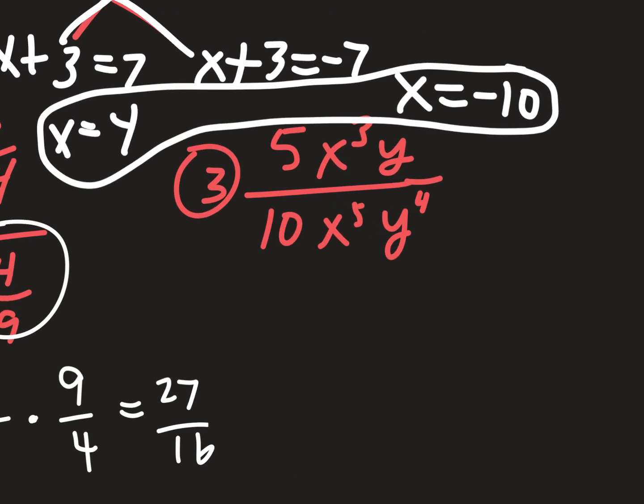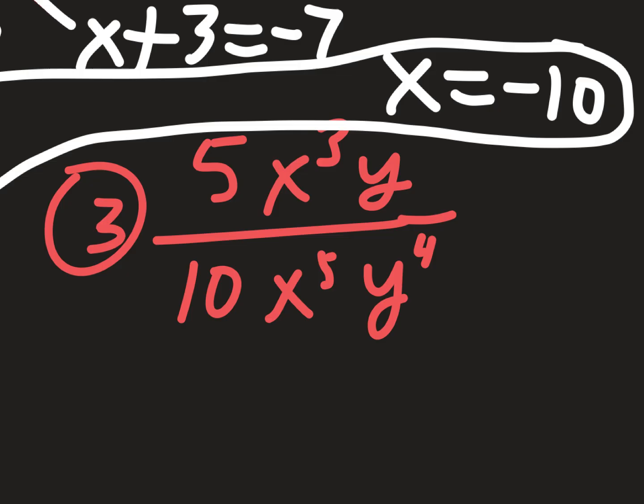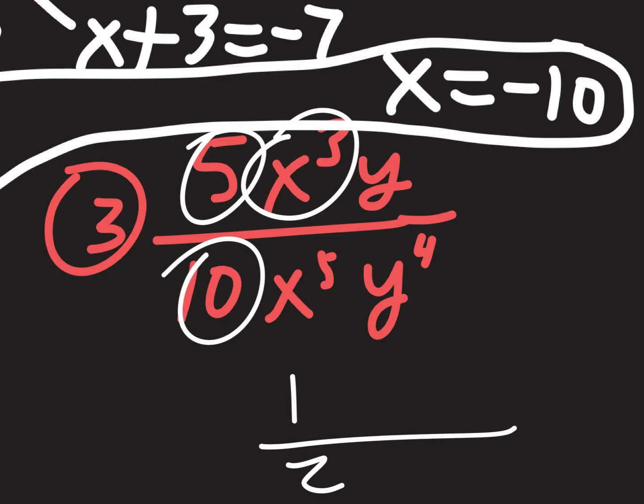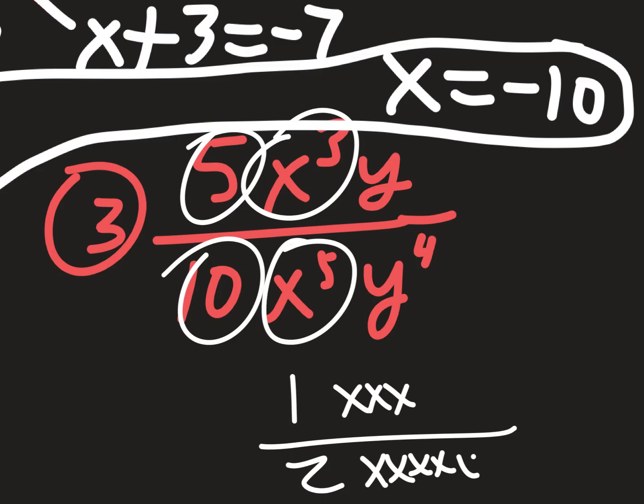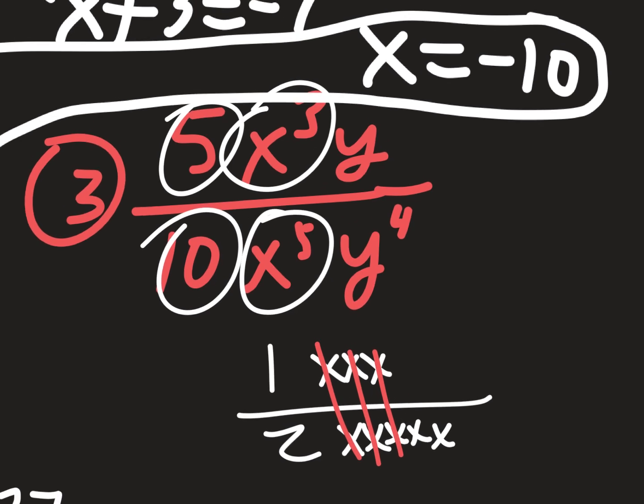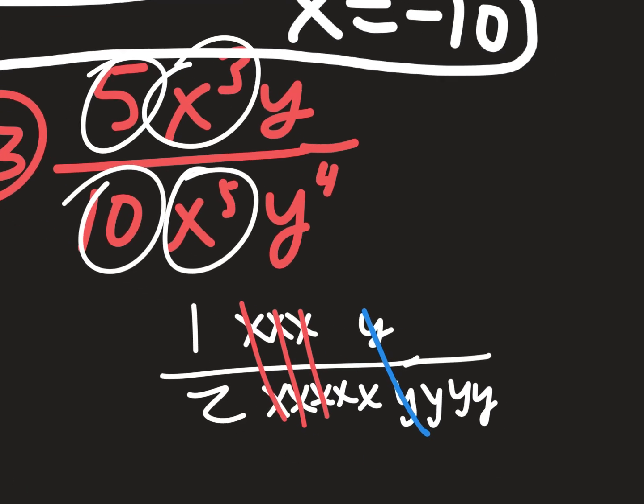And last but not least is this one, the Silver 20. 5/10 reduces to 1/2. The x to the third and the x to the fifth, it's like this. And 3 of them will cancel, leaving just x squared on the bottom. Same kind of thing happens with y. There's 1 y on the top and 4 y's on the bottom. In my opinion, this is the best way to show you how to get that answer. And the final answer is 1 on the top and 2x squared y to the third on the bottom.